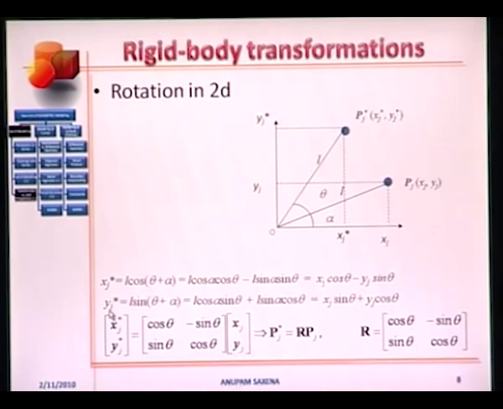is yj star. If I treat the column vector as an ordered pair of coordinates using short form, I can write that position vector Pj star equals R, the matrix R that pre-multiplies the position vector Pj, where R is cosine theta, minus sine theta, sine theta, cosine theta. We call R a rotation matrix.